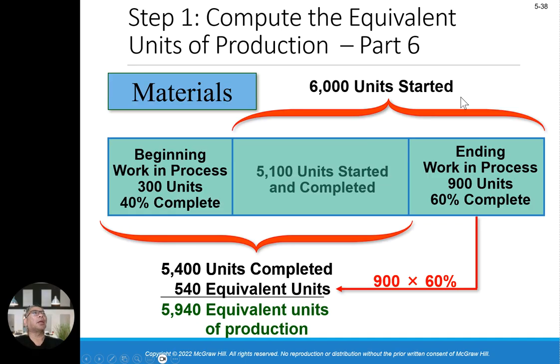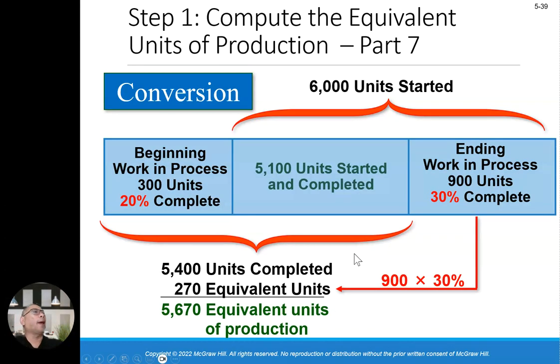So materials. Step 1: compute the equivalent units of production. Beginning work in process 300 units, 40% completed. 5,100 units started and completed. Ending work in process 900 units. So 5,400 is where it's coming from. 540, which is 900 times 60%, you get 5,940 in terms of equivalent units of production.